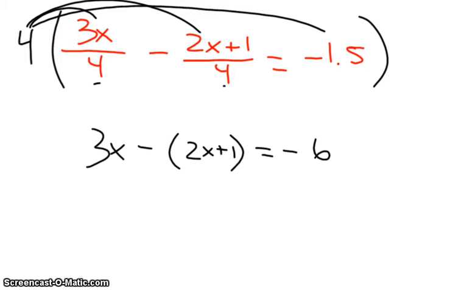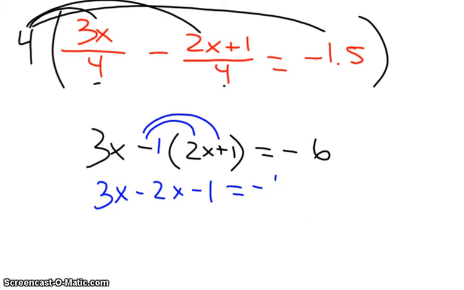Now I need to combine and finish up any math, but I do see I have another set of distributive property. That negative is a negative 1. So now I'm going to distribute that to both places, and I end up with 3x minus 2x minus 1 equals negative 6. Now I'm going to combine like terms, so 3x minus 2x is x. And then I'll add 1 to both sides.